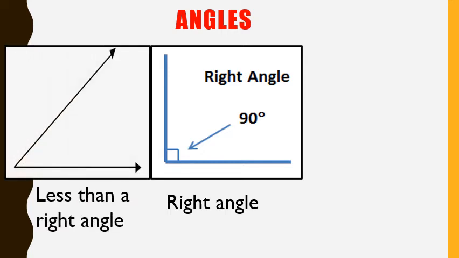The first figure is less than a right angle. That is, the angle formed in between the two lines is less than a right angle. This angle, which is less than a right angle, is also called an acute angle. So, an acute angle is less than a right angle. That is, an acute angle is less than 90 degrees.